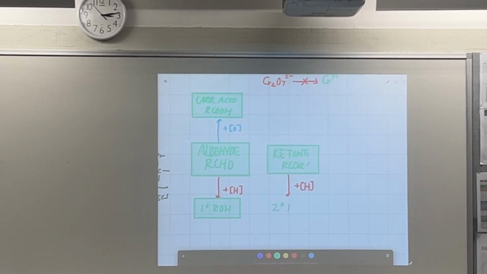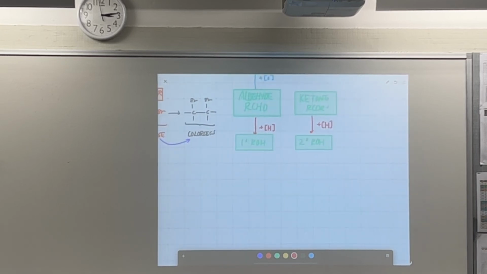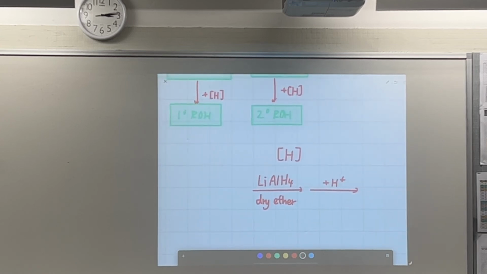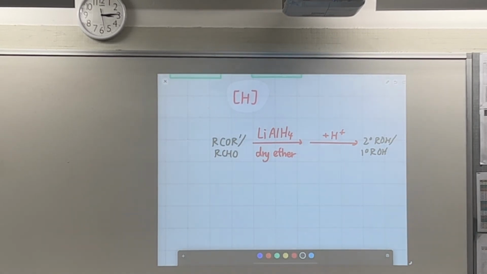So you have secondary alcohol. And practice makes perfect. Okay, so you have 2 possible reducing agents. One is LiAlH4. The first step is to use this with dry ether. The second step is to add H+. So when you do this, you will turn a ketone or aldehyde into secondary alcohol or primary alcohol. This is when you use the reducing agent LiAlH4.